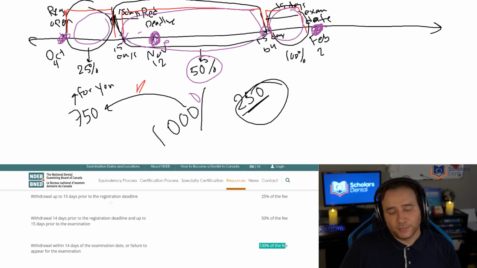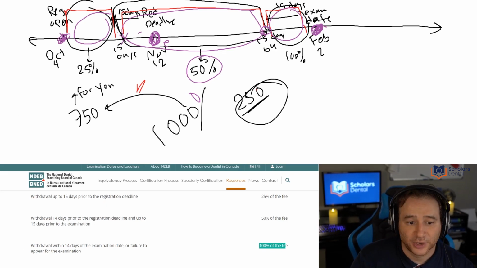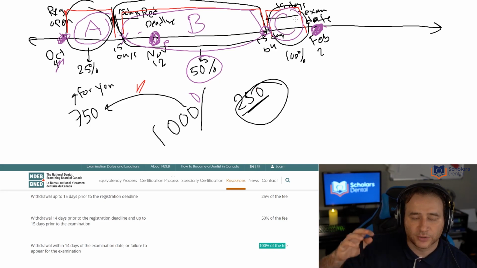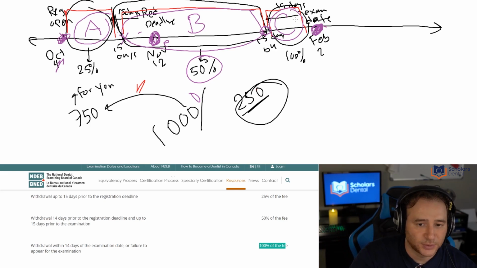And if you don't show up, you'll be charged as well, okay? The 100% if you don't show up. So that's kind of included in the final chunk there. You can even label them: if you're in this time period here, A period, and then you have the B and then the C area. So A, 25% charge fee, B 50%, and C is 100%. And if you don't show, it's included in the C.